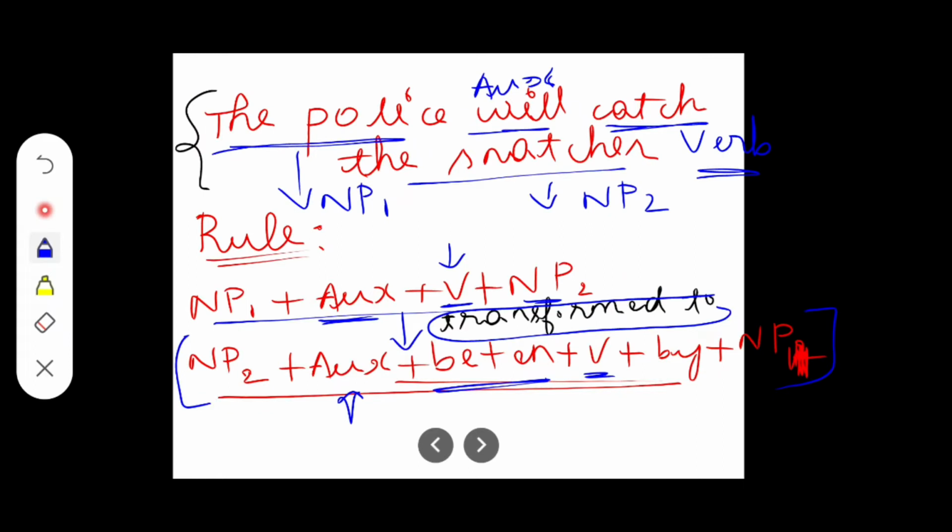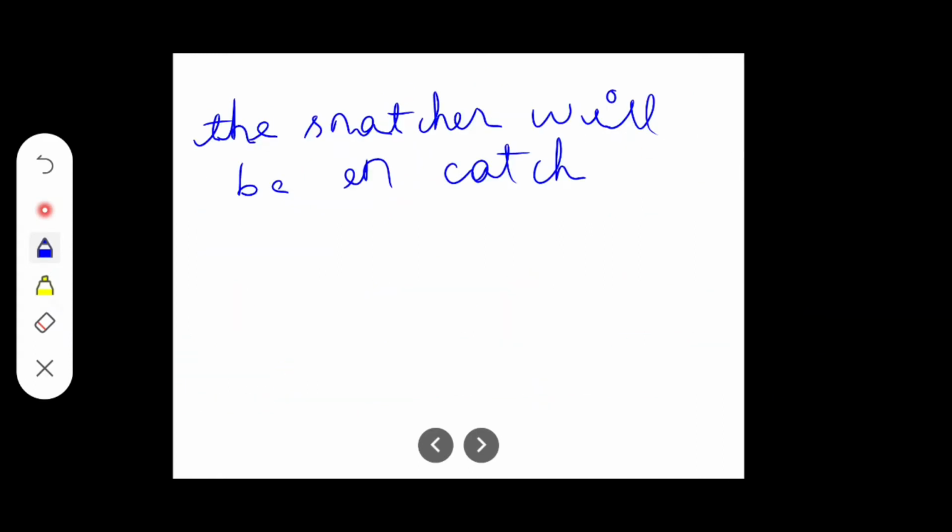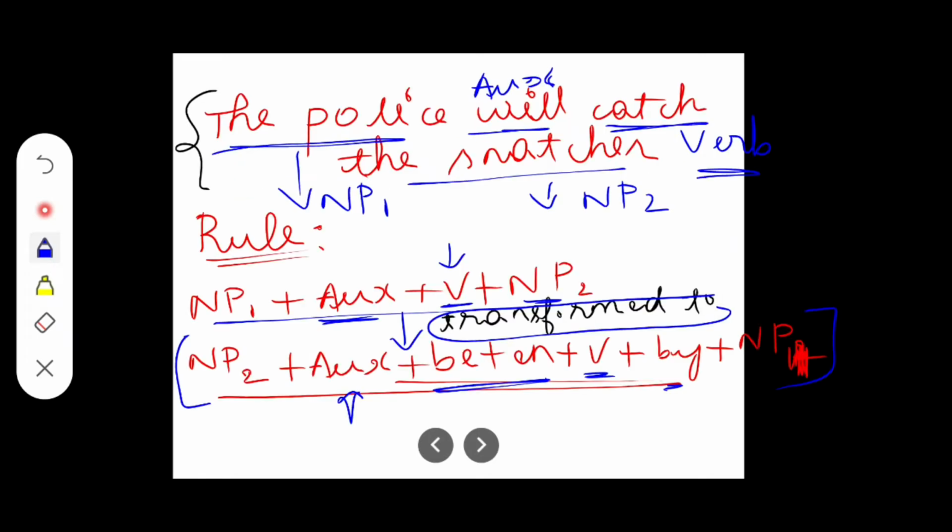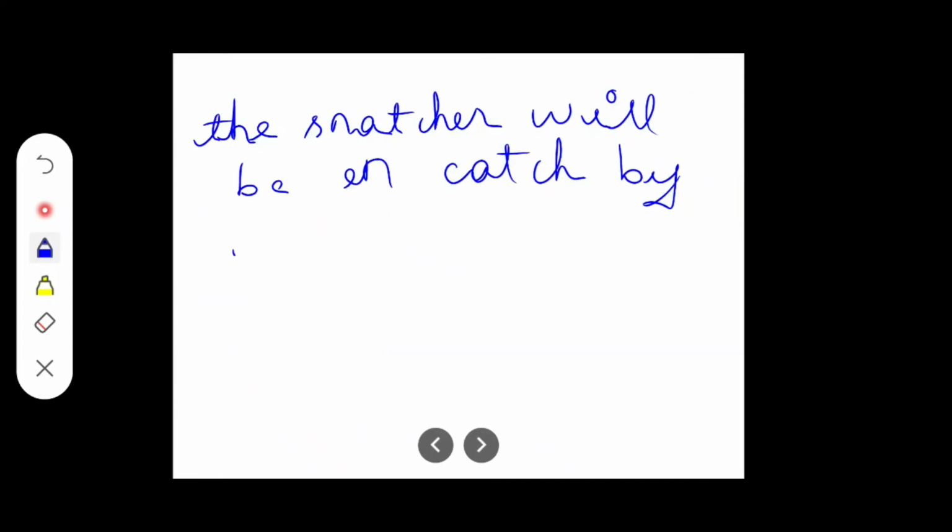Catch. So I have taken the same thing. And "by", this is the word. I have to rewrite it as it is only. And NP1. What is NP1 in the first sentence? That is the police will catch the snatcher. It's the police. So write the police.